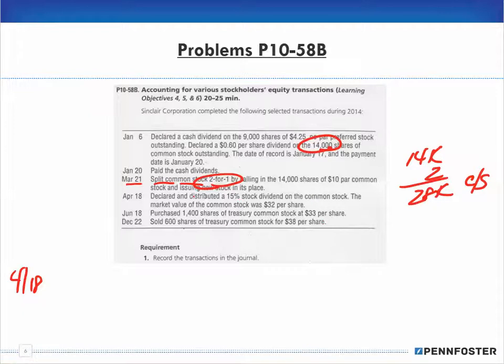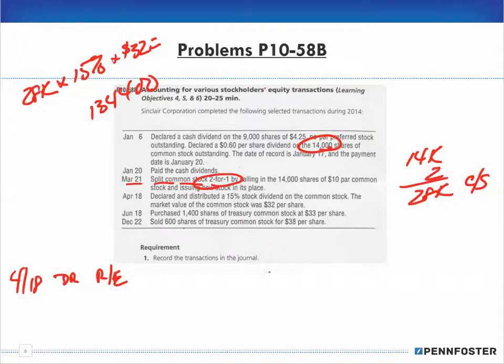So we're declaring and distributing a 15% stock dividend. Now it's a stock dividend, okay? So we're going to debit our retained earnings because we're taking the money out of retained earnings. The question is how much? Well, if I have 28,000 shares and it's a 15% dividend, and the market value of those shares is $32, that gives us $134,400. So I'm going to debit retained earnings for $134,400.